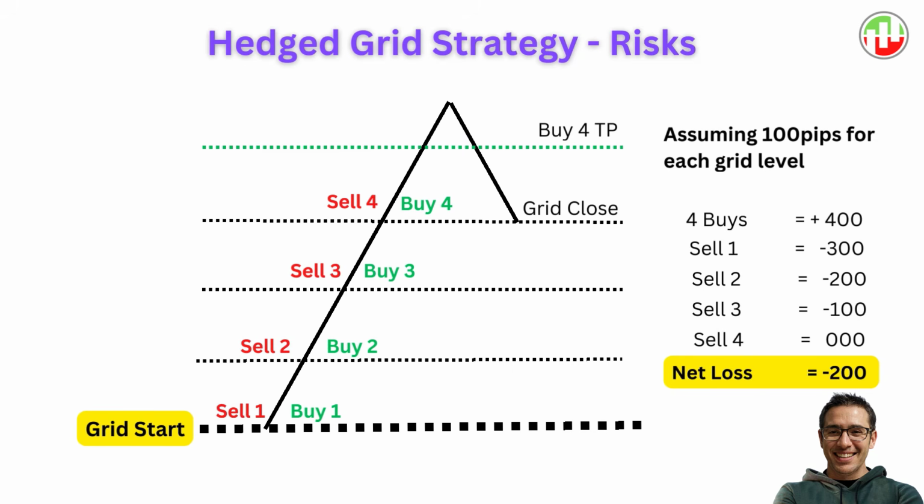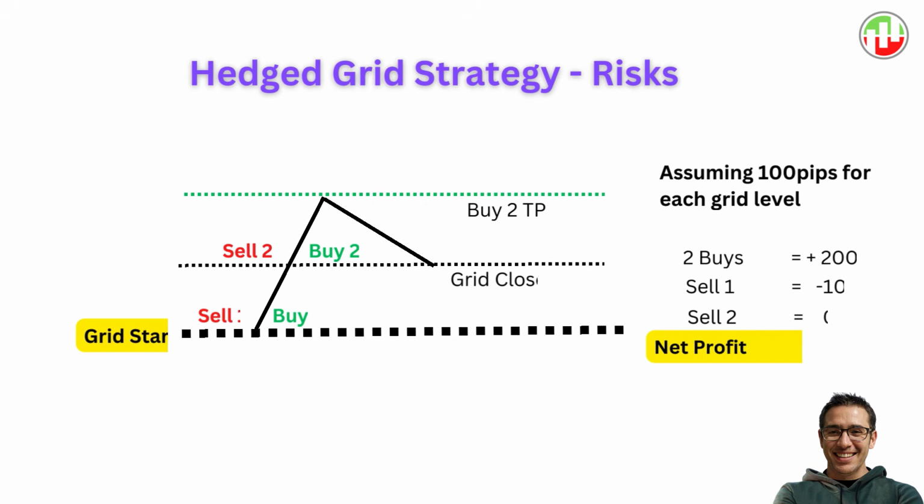Now look at the result. There are 4 profit trades, while there are 3 losing sell trades and 1 break-even sell. With the cumulative effect of the sell trades, the losses become 600 pips, while the profit is only 400 pips, giving us a 200 pip loss. On the other hand, look at this scenario with just 2 levels where the price turns after 2 levels. Now we have 2 wins and 1 losing sell and 1 break-even sell totaling a profit of 100 pips.